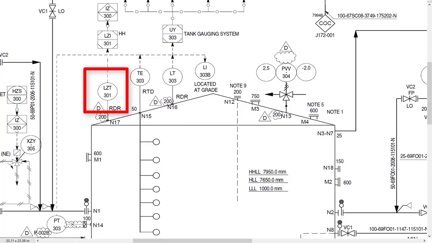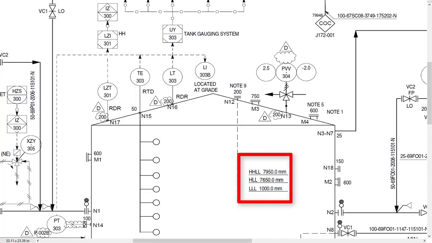LZT is a level safety transmitter. Here you can see the values of LLL, HLL and HHLL. LLL means low low liquid level, HLL means high liquid level and HHLL means high high liquid level. LLL protects your pump.